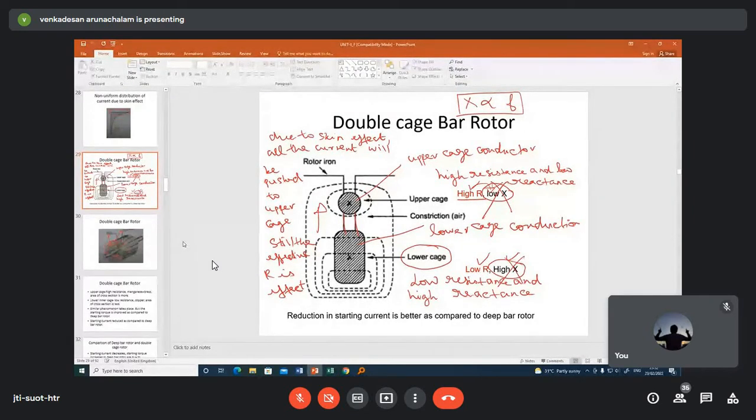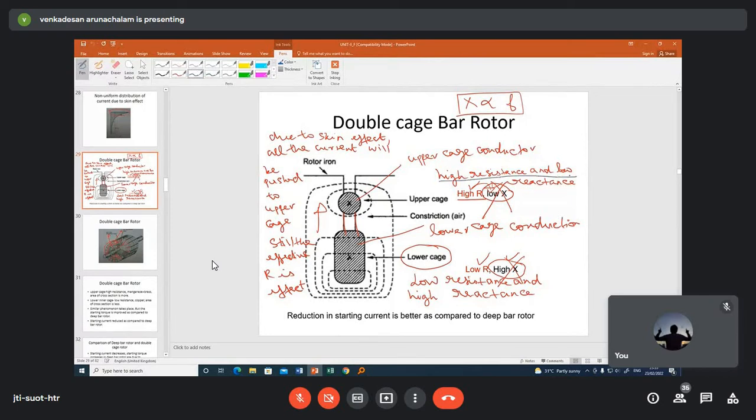That is called constriction. And the upper cage material is chosen in such a way that it has high resistance and low reactance. You have to choose your material in such a way that the upper cage will have high resistance and low reactance, and the lower cage will have low resistance and high reactance. So the material is chosen like that.